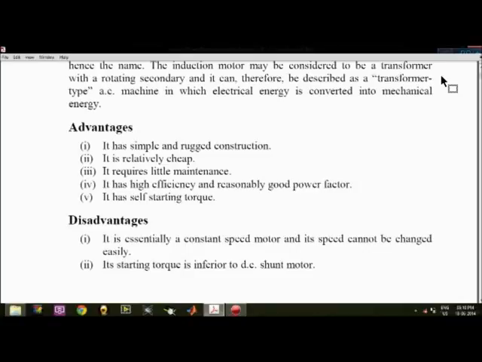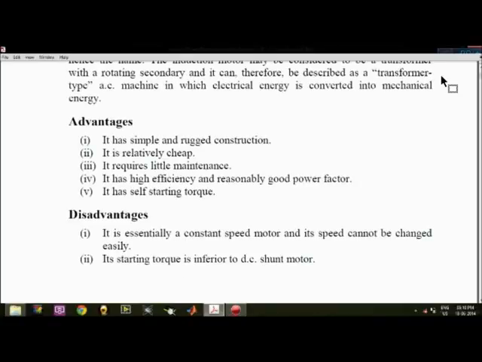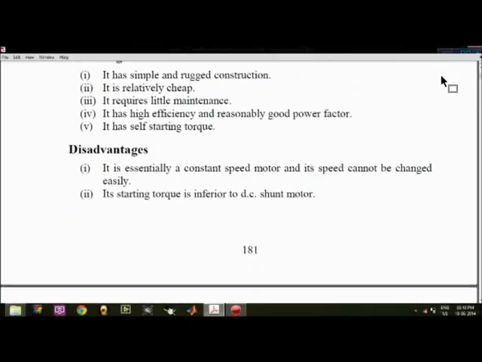But it comes with some disadvantages, like it always moves at a constant speed from no load to full load, and we cannot change its speed according to our requirement. So for changing the speed or having speed control, we have to use a DC motor. Its starting torque is inferior to the DC shunt motor.